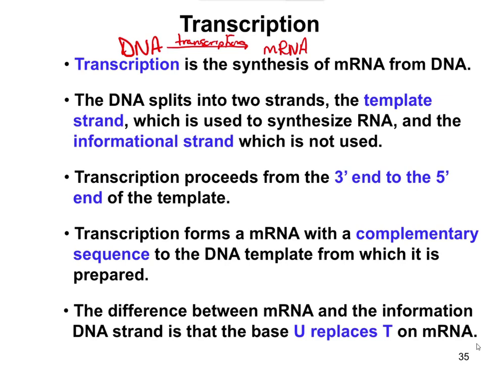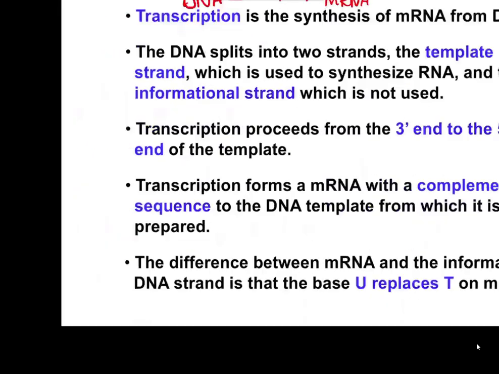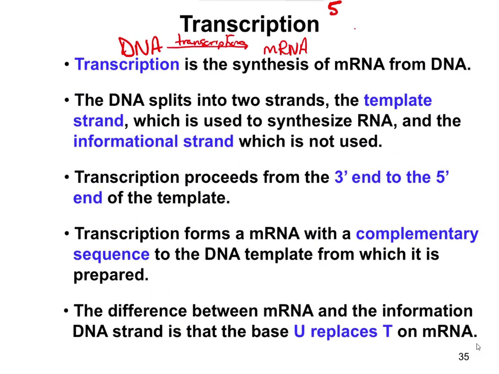Once it unwinds, one of the strands, and it's specifically the strand that goes from 3' to 5', is used. So I'm going to draw up here. If you have a DNA strand that goes 5' to 3', then the other strand goes 3' to 5'.